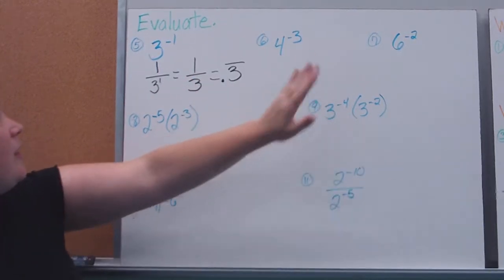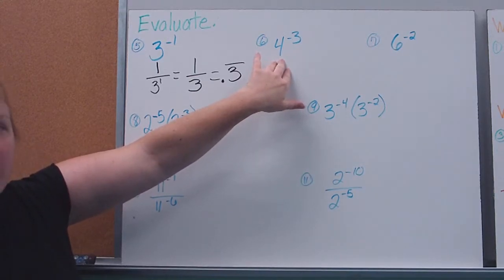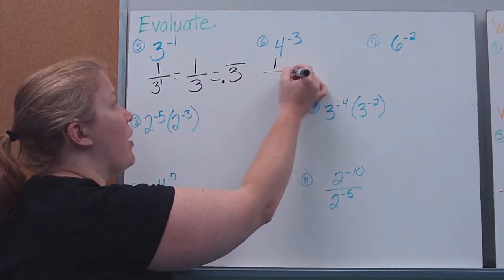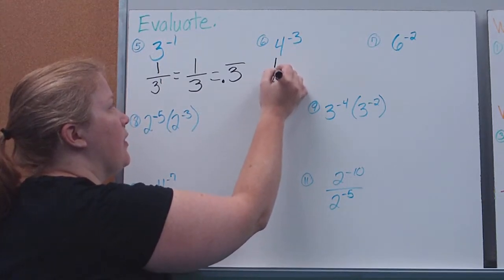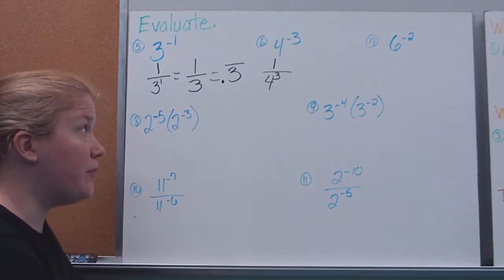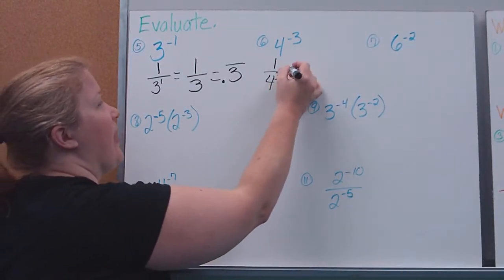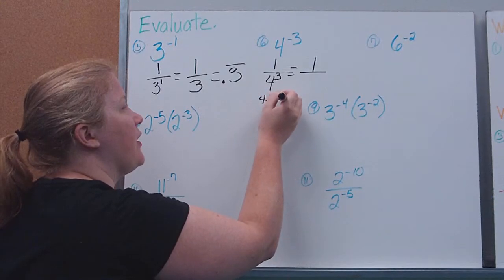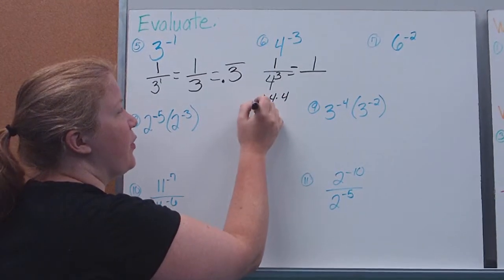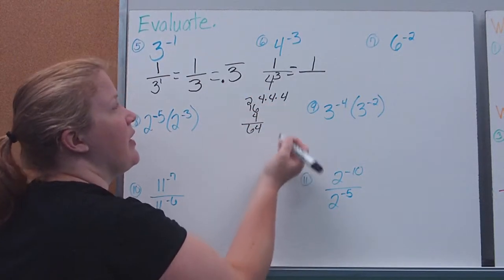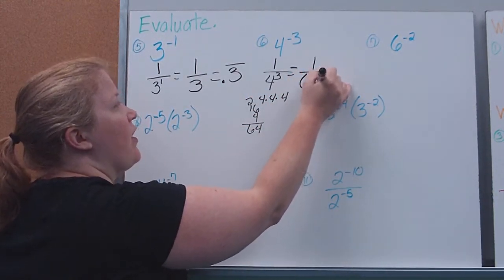All right, so again, here I want to first rewrite it so that it's a positive exponent so I can solve it. So it's always 1 over, and take away this negative, so it's going to be 1 over 4 to the third. Then I want to evaluate. What is 4 to the third? Well, it means 4 times 4 times 4. 4 times 4 is 16. 16 times 4 is 64. So 1/64.